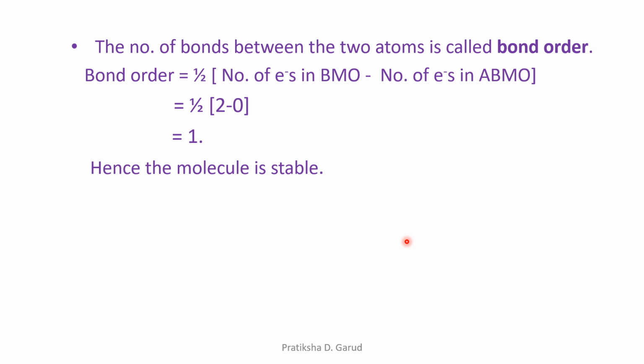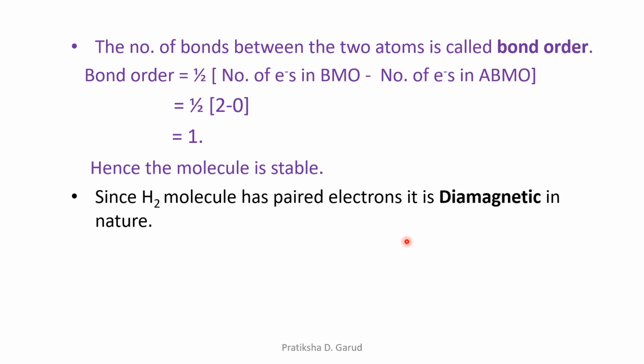The last entering electrons are paired, and hence we can say that since the H2 molecule has paired electrons, it is diamagnetic in nature, right? So this is the explanation for the MO energy level diagram for the H2 molecule. Now let us move to the next molecule.